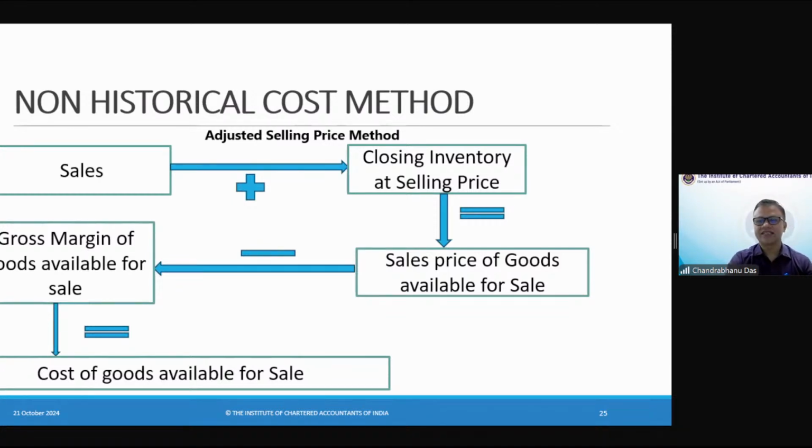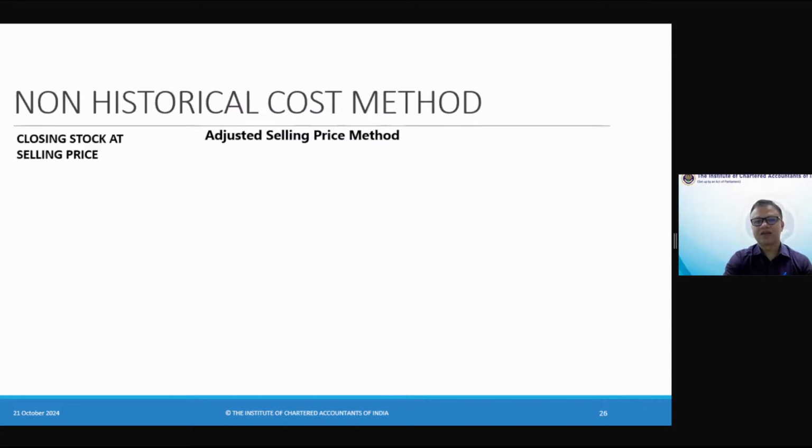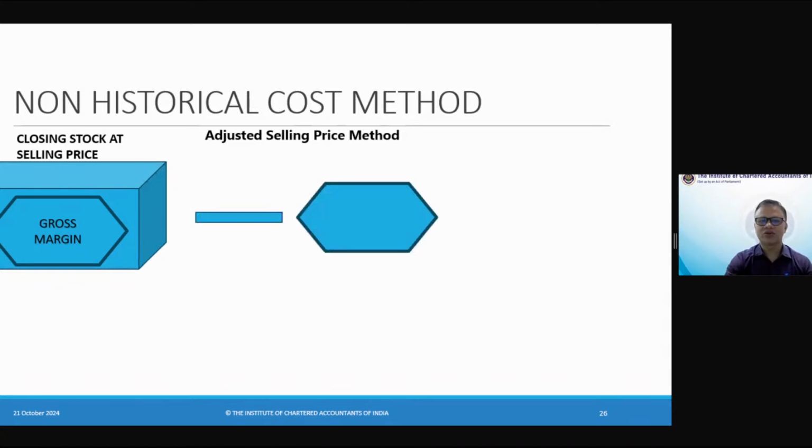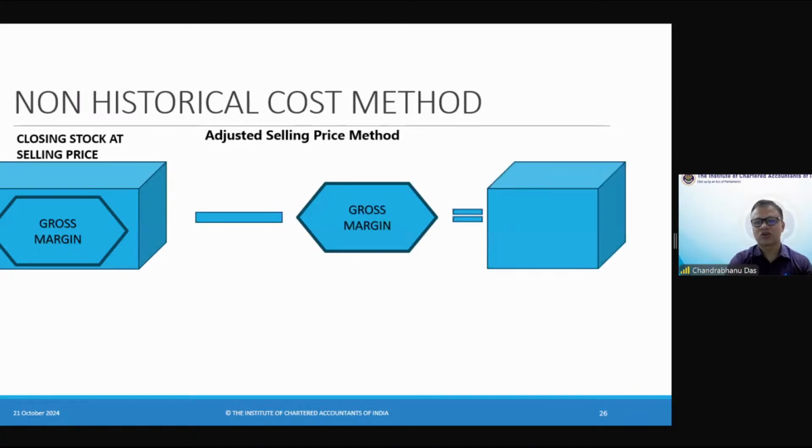Now, whenever we get this cost of goods available for sale, what is the basic concept here? The closing stock is at selling price, and in that stock there is a gross margin. That is a gross profit hidden inside it, which is known as the unrealized gross profit because you have not sold it to the customer. So from this closing stock you subtract the gross margin. When you subtract the gross margin, the stock value decreases and you get the closing stock at the cost price.